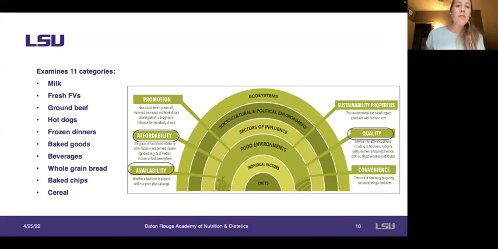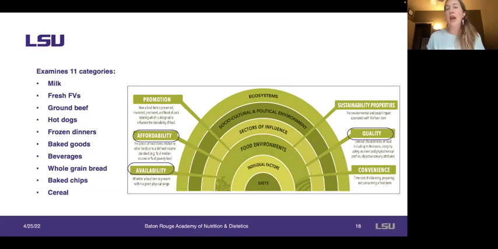And the NIMS measures 11 categories of foods, both healthy and unhealthy, if we're thinking about the dietary guidelines, alternatives among these 11 categories. So milk, fresh fruits, fresh vegetables, ground beef, hot dogs, frozen dinners, baked goods, beverages like sodas and juices, whole grain bread, baked chips, and cereal.